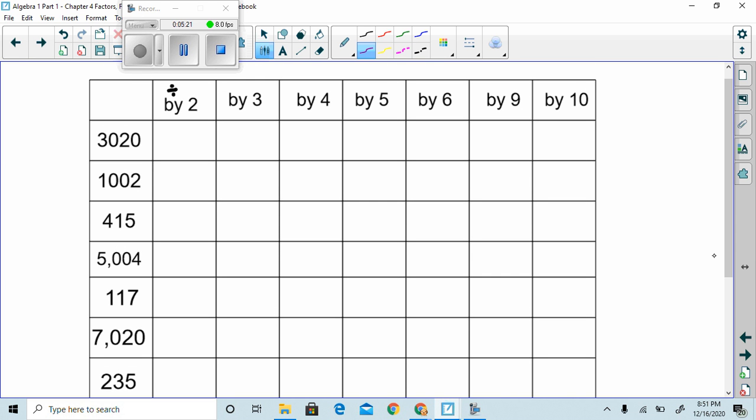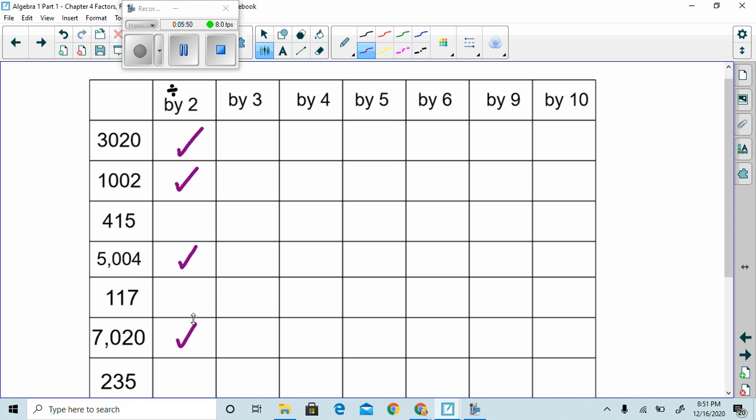Now you could either put a Y for yes or a check mark to see if it works. Is this first one divisible by 2? Yes, it's an even number. The second one is also an even number. But 5 is not, but 4 is. 7 is not, whoops, and 0 is, and 5 is not. So the following column, we see that those numbers are divisible by 2.